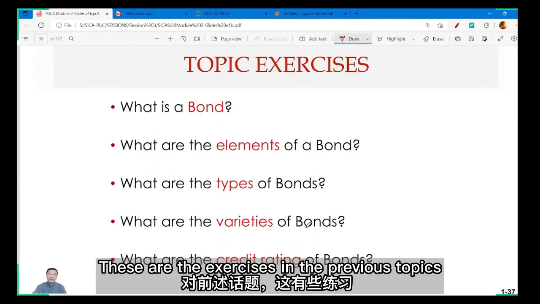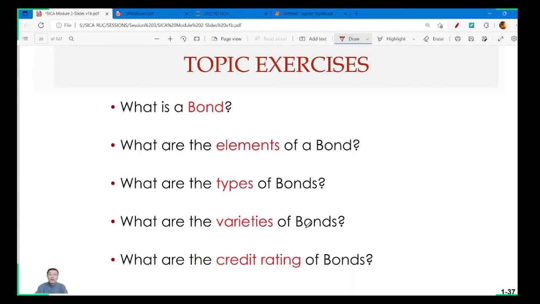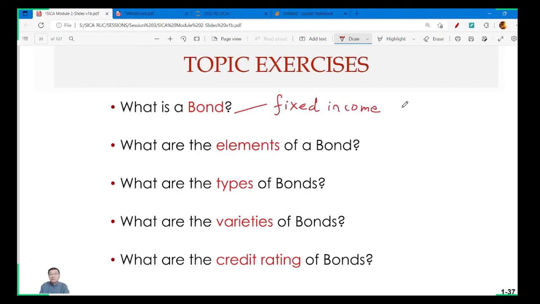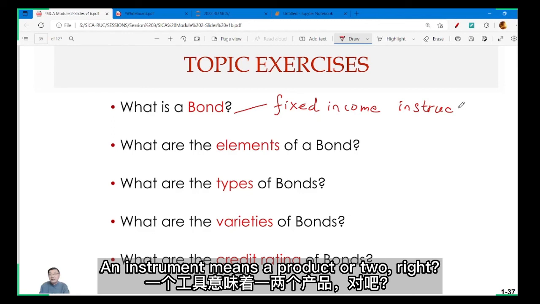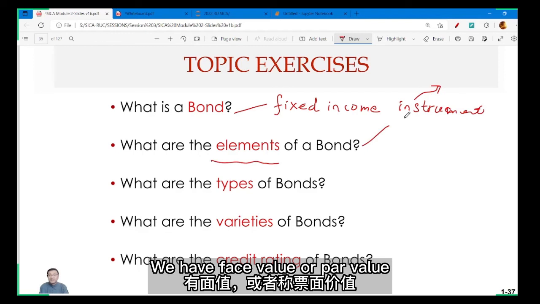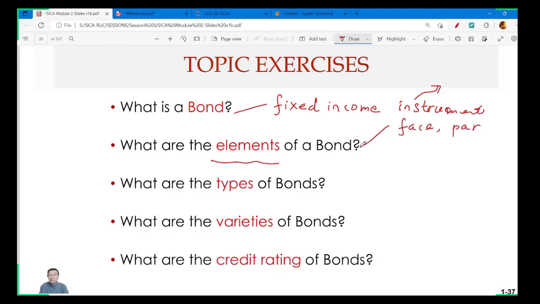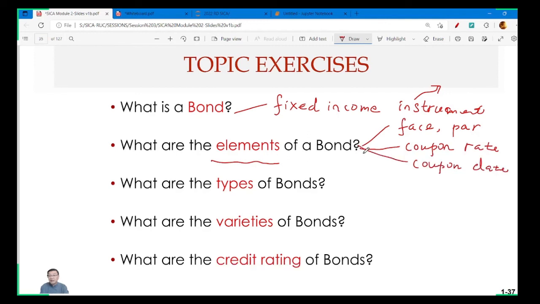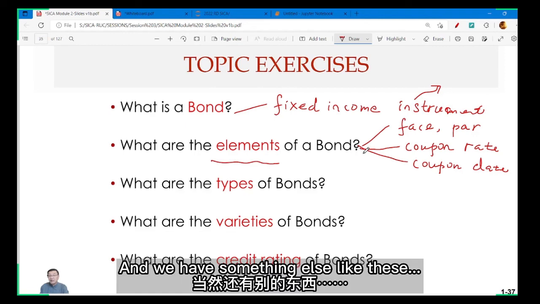These are the exercises in the previous topics. Okay, let's have a quick summary on that. What is a bond? A bond is a fixed income instrument. An instrument means a product or a tool, right? What are the elements of a bond? We have face value or par value. We have coupon rate. We have coupon date. We have maturity. And we have something else like this.